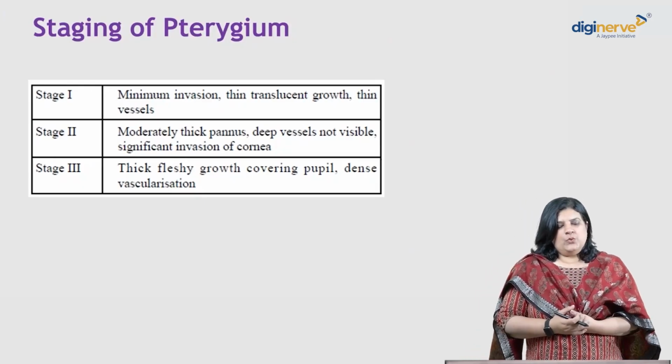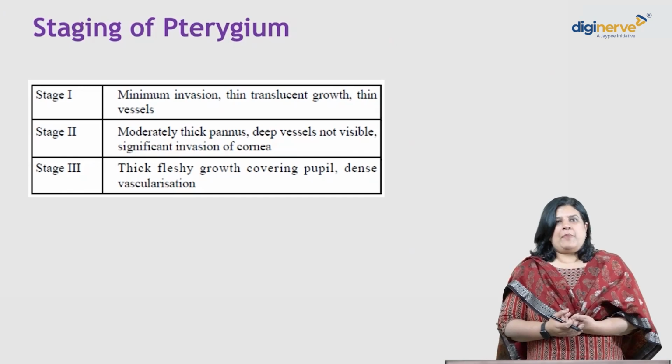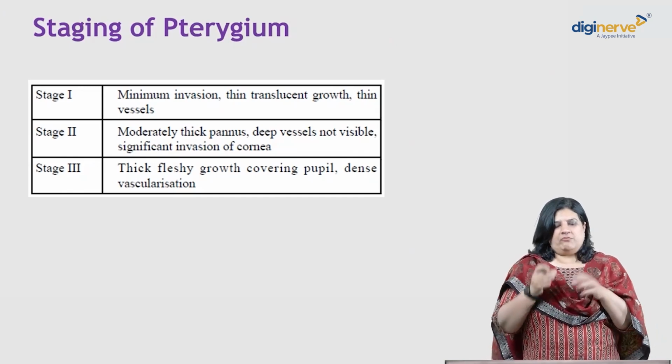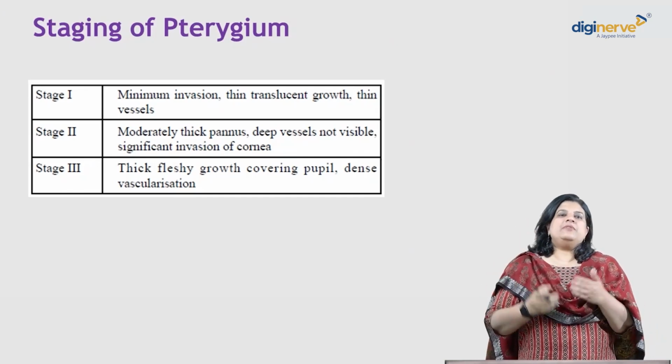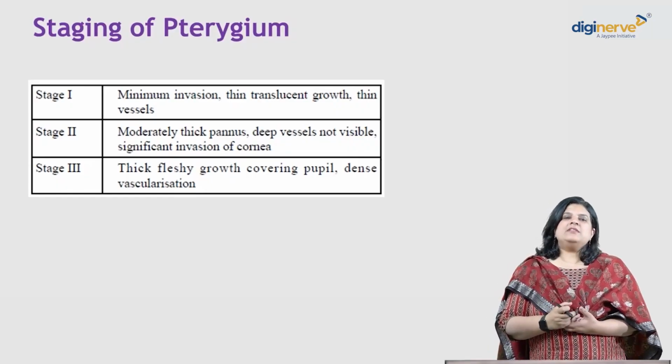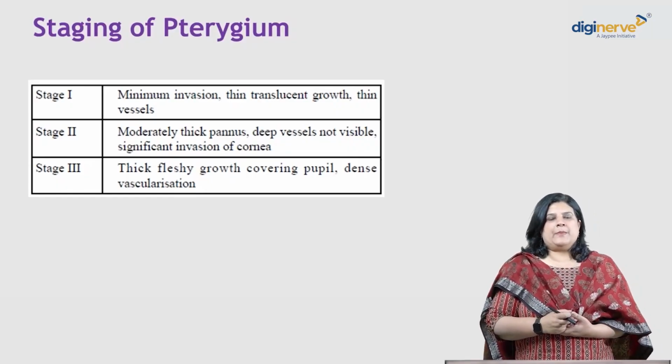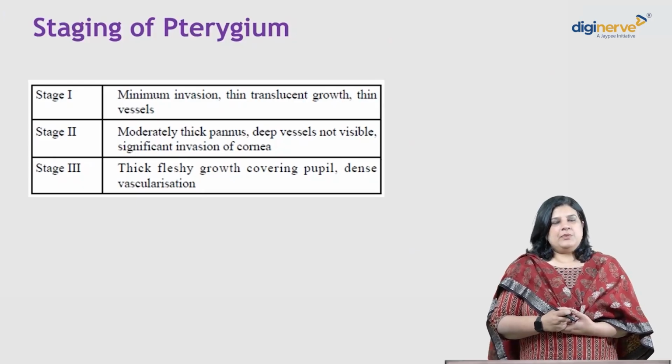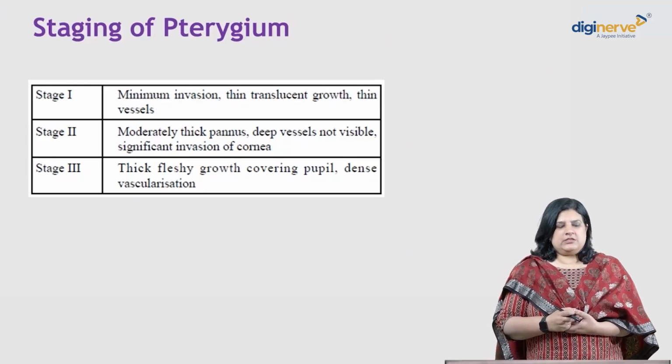In stage 2, there is a moderately thick pannus. Now, pannus is nothing but a leash of blood vessels. The deeper vessels are not visible and there is a significant invasion of the cornea. This is the time when the patient can be taken up for pterygium excision.